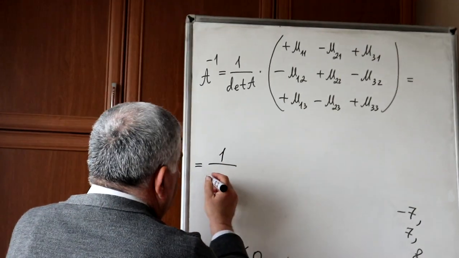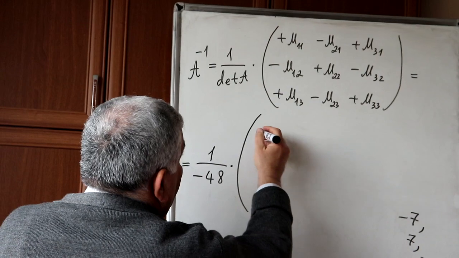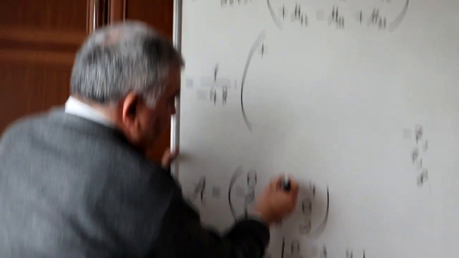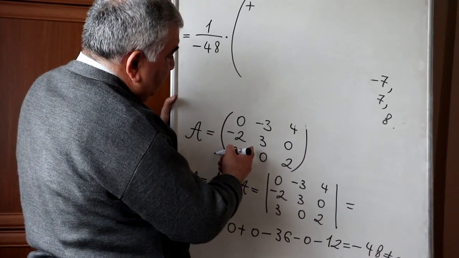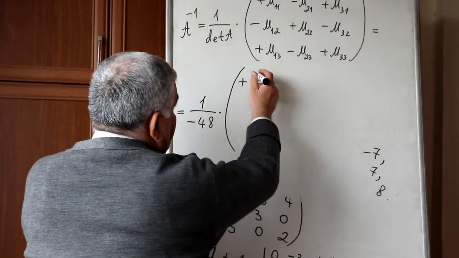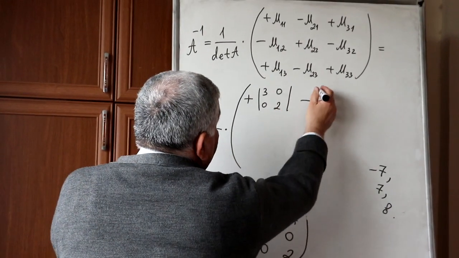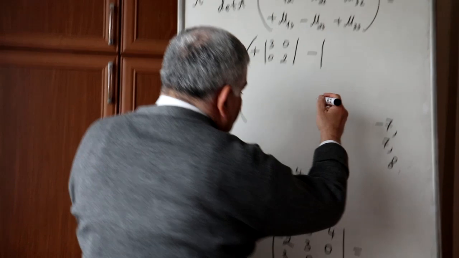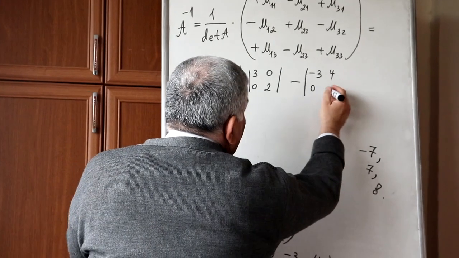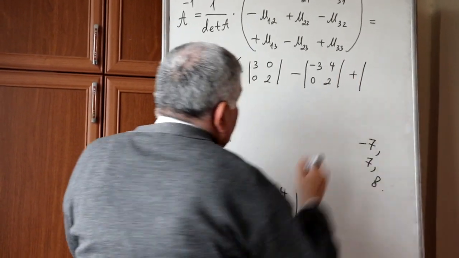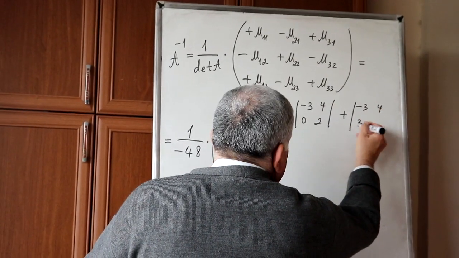1 over minus 48 multiplied by plus M11. Here we must delete the first row and first column, and then we obtain the following minor: 3, 0, 0, 2. Minus M21: 1 minus 3, 4 minus 3, 4, 3, 4, 2, 1 and 0, 2. Plus M31: 3, 1 minus 3, 4 minus 3, 4, 3, 0.